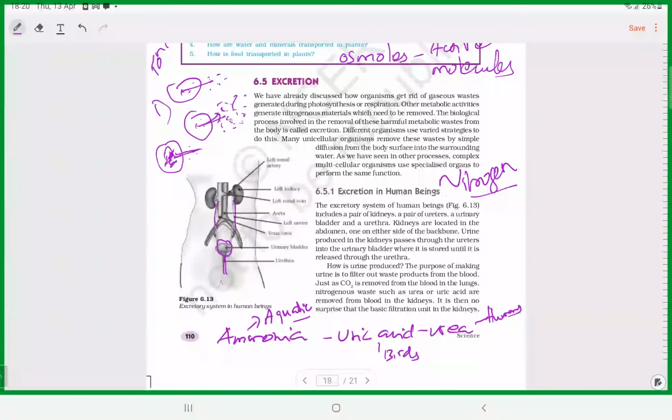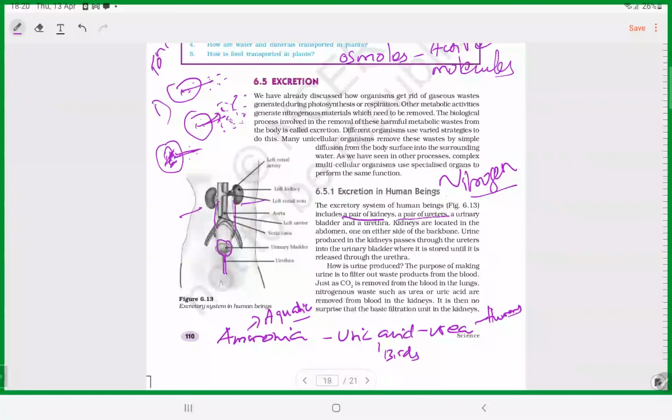How many kidneys do we have? Two kidneys we have. Left, right. Here, can you see? This is one. Two kidneys. A pair of kidneys. In one kidney, 1 million nephrons. Then in two kidneys, 2 million nephrons are present. Okay? Fine. From the kidney, what comes out? Ureter.